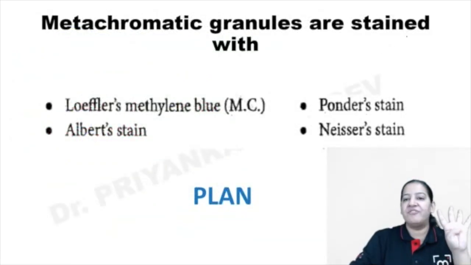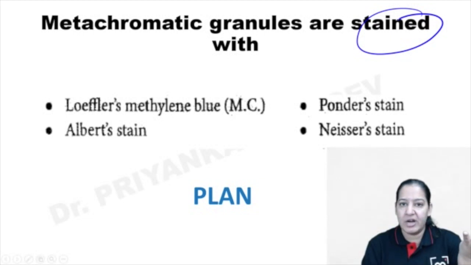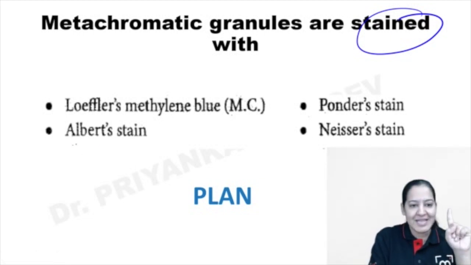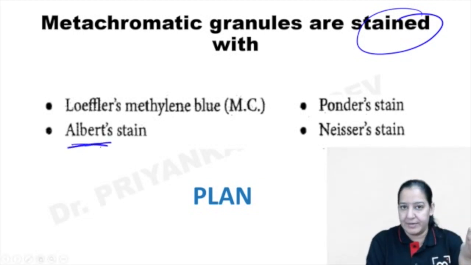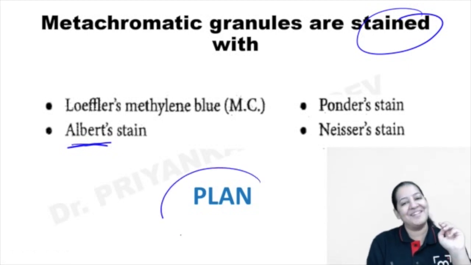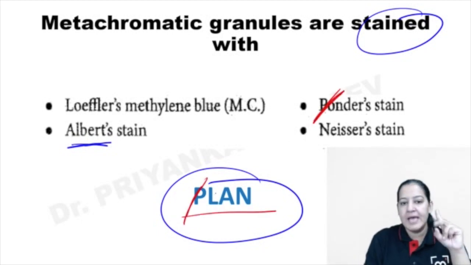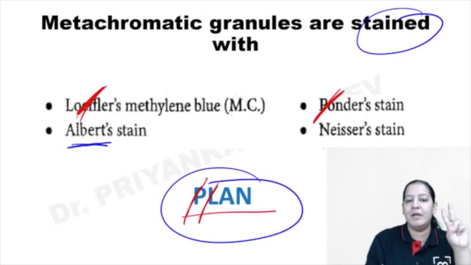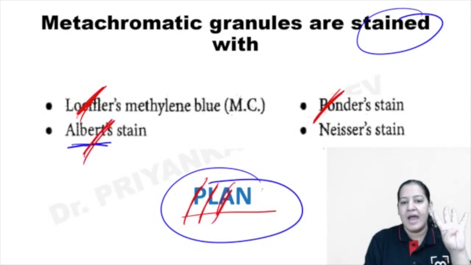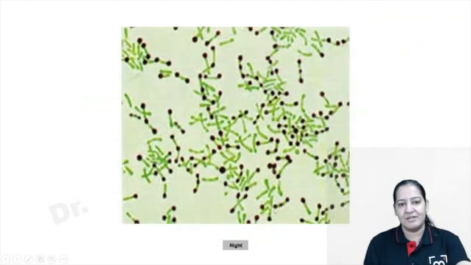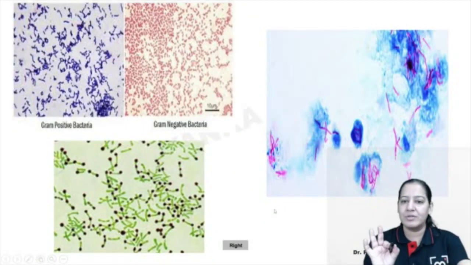Can you tell me the names of the stains with which we can stain these granules? You know one of them. One of them is Albert, with which the granules are blue in color. We have seen the diagram. But apart from Albert, 3 more stains are there. Again a mnemonic: PLAN. P stands for Ponders, L stands for Loeffler methylene blue, A stands for Albert, and N stands for Neisser. So this is all about the Albert stain.